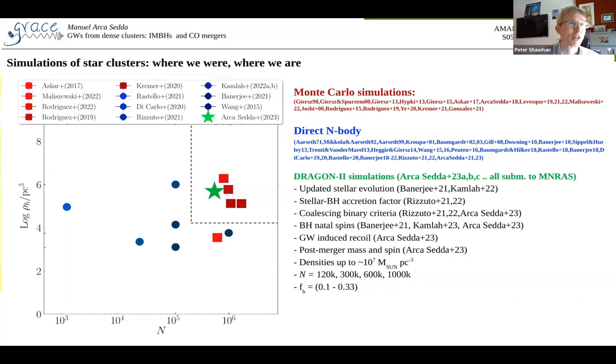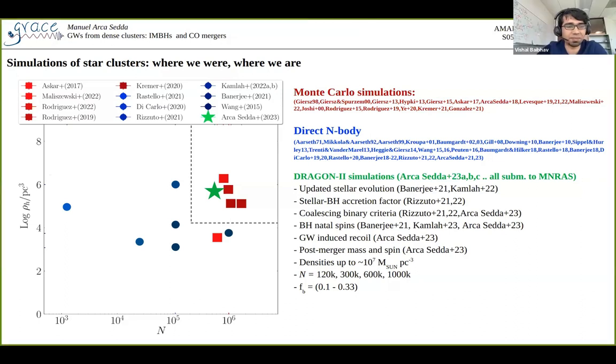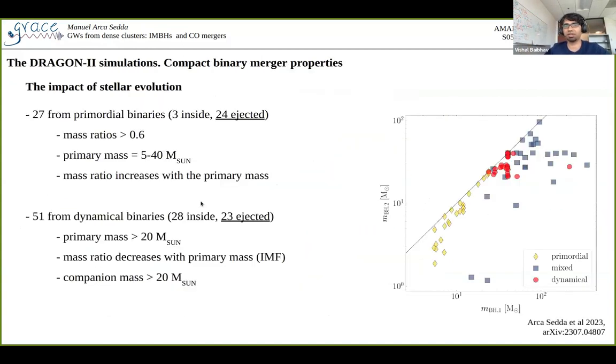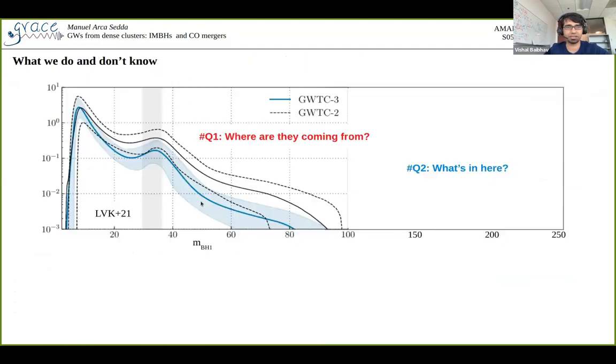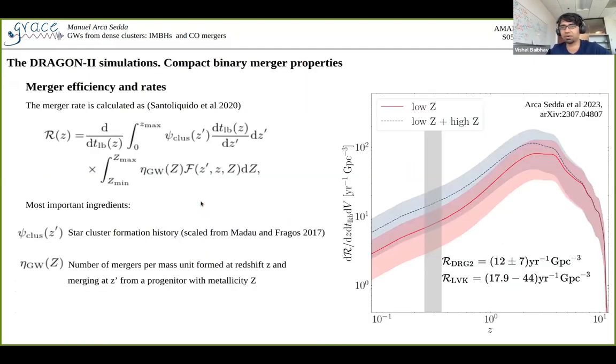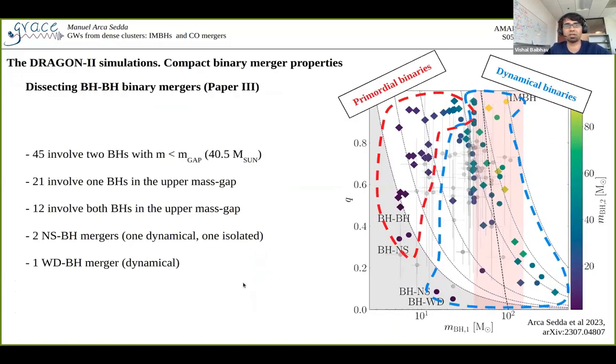Okay, thanks. And Vishal, yeah, I see you have a hand. Yes, so nice talk, Manuel. So when you were showing the mergers, they constitute primordial binaries as well as normal dynamical interactions. So the primordial binaries, are they merging primarily because of stuff like, let's say, common envelope or stable mass transfer, or are dynamical encounters also playing a role? And if they are, why are we seeing, let's say, mass ratio equals 0.5-ish sources, and why are they not getting exchanged?